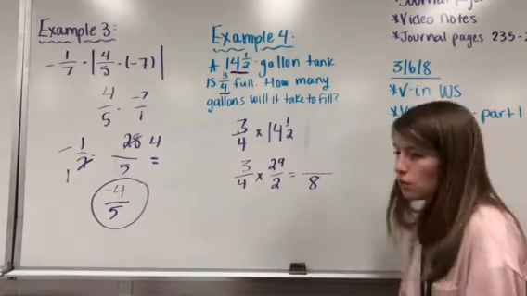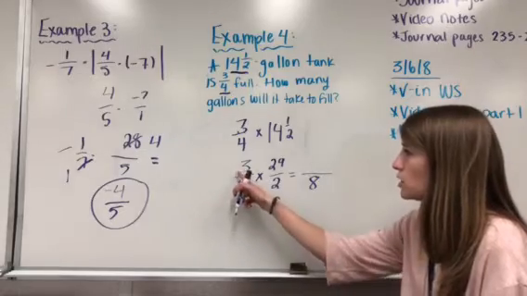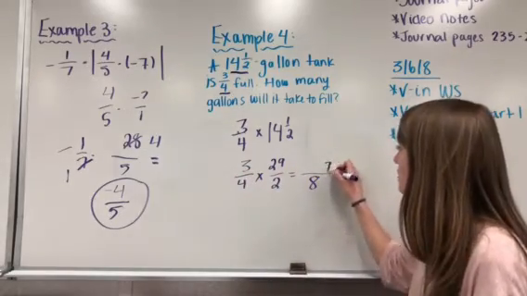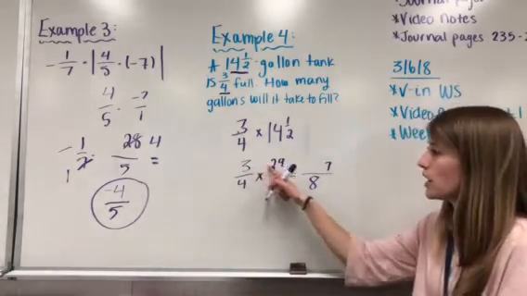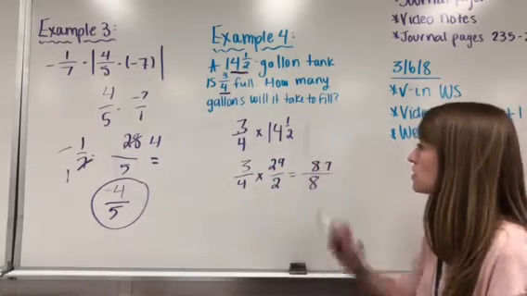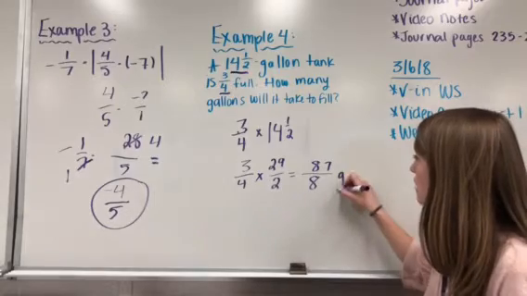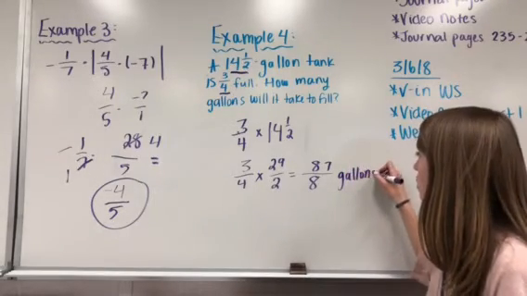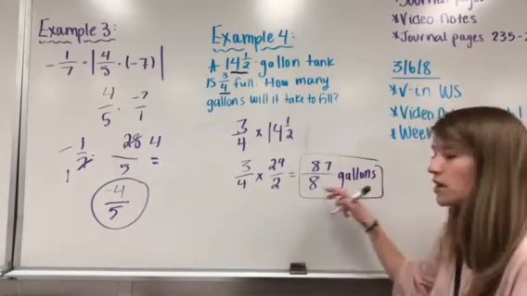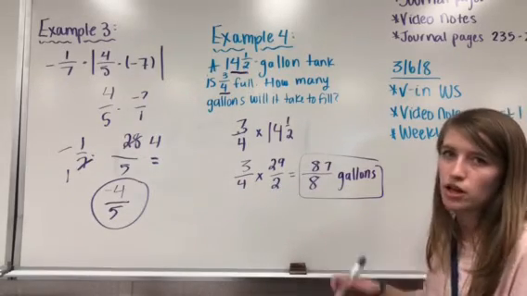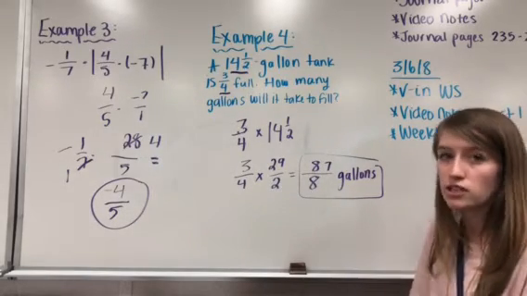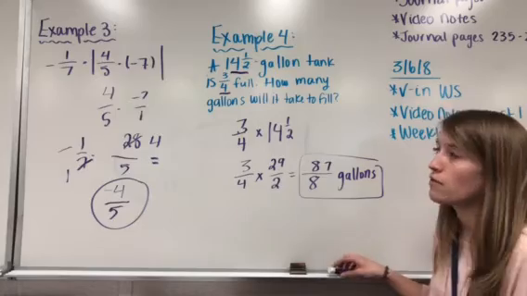3 times 29, well, I can break this up, and I know that 3 times 9 is 27. 3 times 2 is 6. So 29 times 3 is 87 over 8 gallons. Again, you all will take one more step here and make the improper fraction a mixed number. So this 2.4 video notes just covered multiplying fractions.